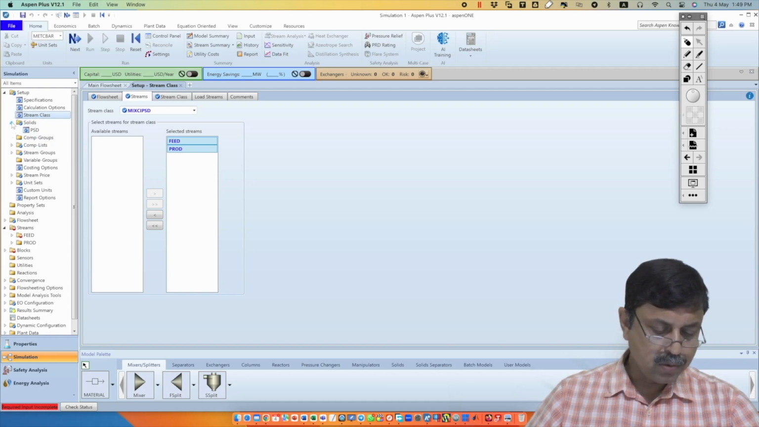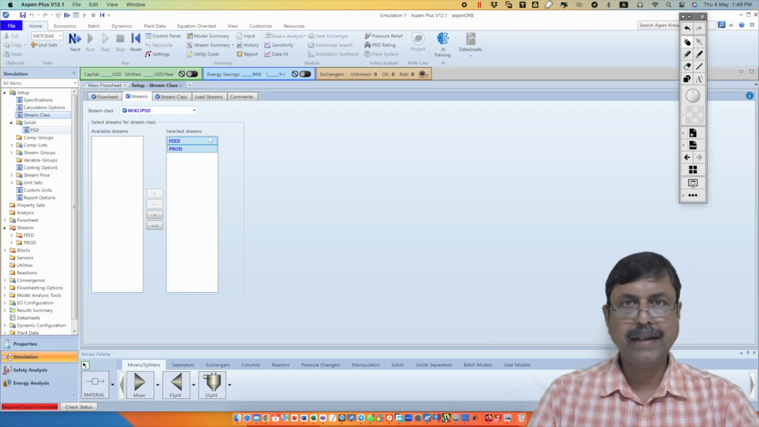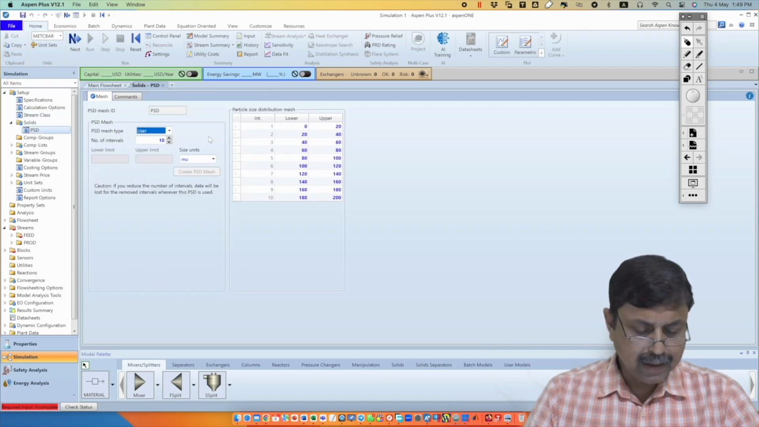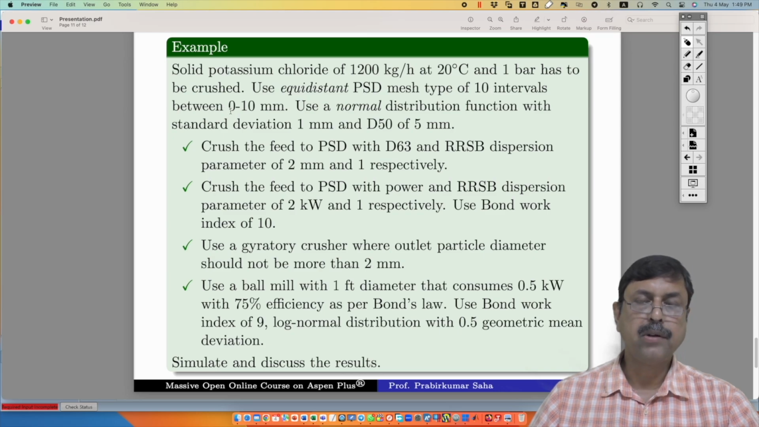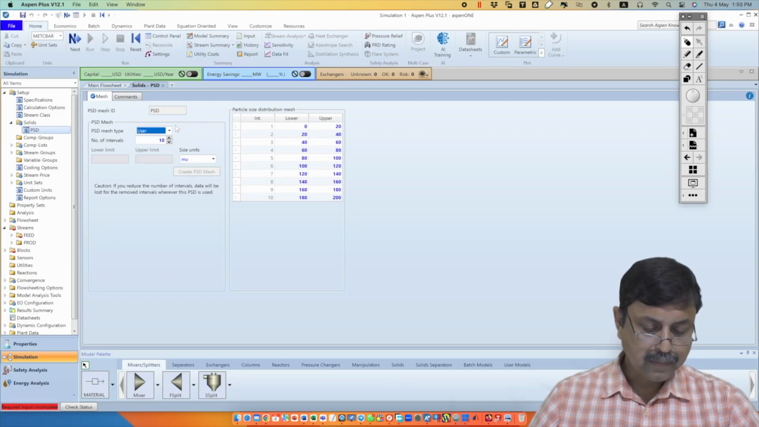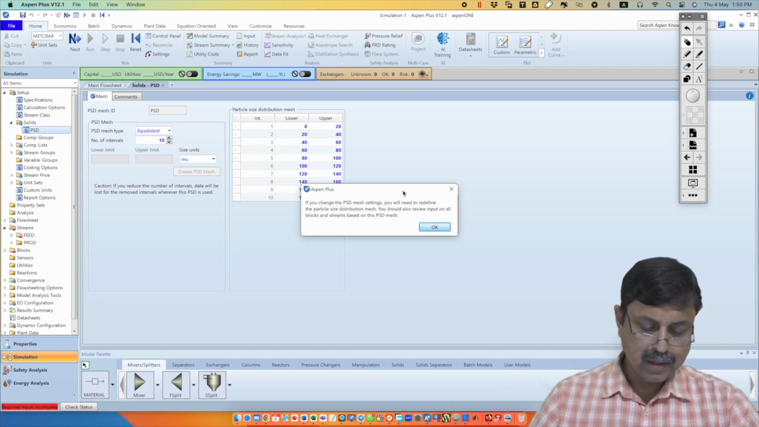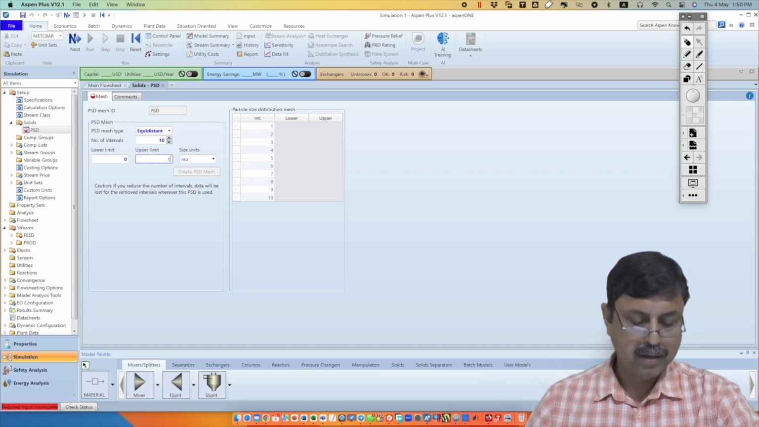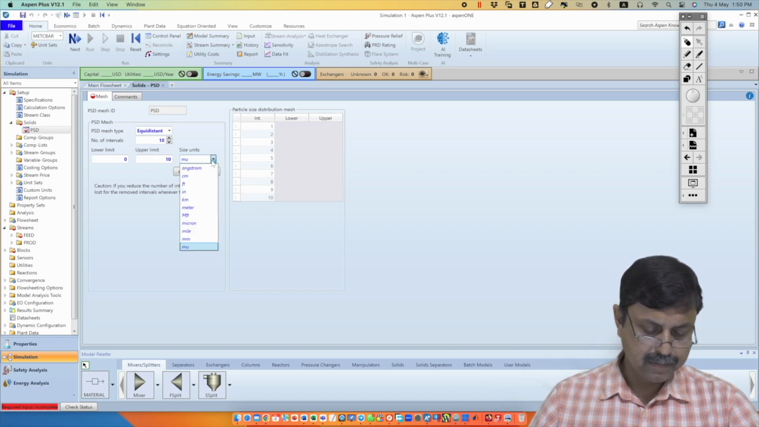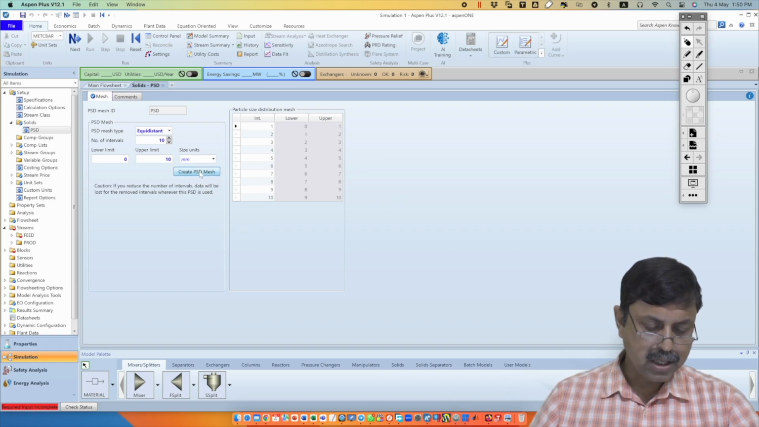And the second thing that we'll do is get the PSD, that is the particle size distribution. Now we come back to our problem statement. Here it is said that the PSD is equidistance of 10 intervals between 0 to 10 millimeter. So it is equidistance 10 intervals from 0 to 10 millimeter. Done. So you create the PSD mesh, created.